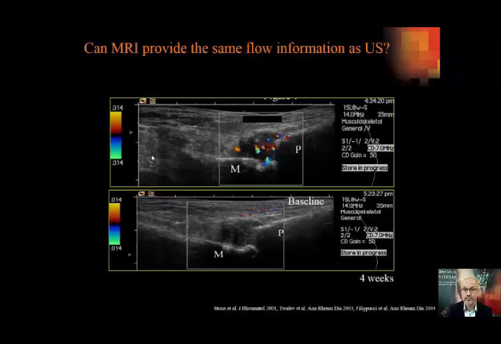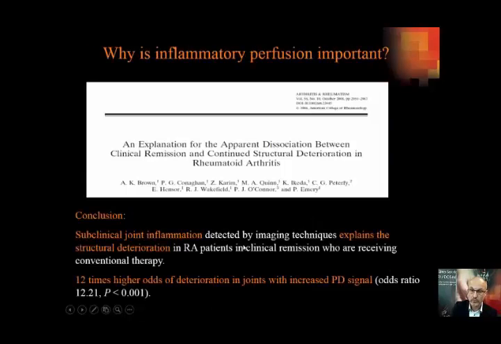Then, can MRI provide the same information as we have from ultrasound Doppler? Because the ultrasound Doppler is giving us the actual flow in the pannus. You can see here in this subluxed MCP joint with a hypoechoic synovium that you have a lot of Doppler activity when the patient has symptoms. Then you inject steroid, and after 4 weeks, you see that the Doppler activity has disappeared, but the hypoechoic part is unchanged in volume.